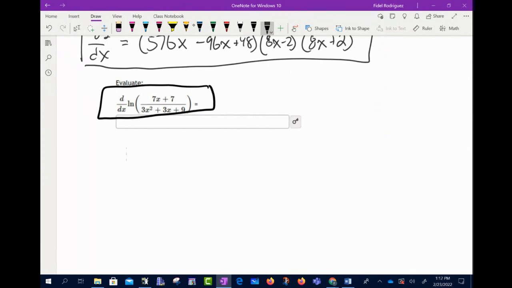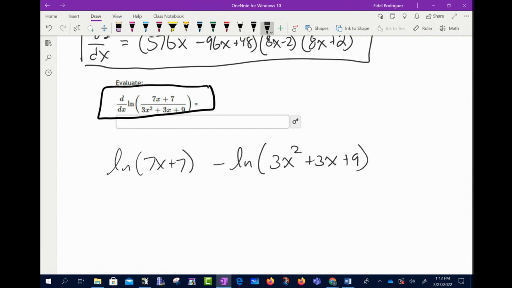Here we go. Okay, so look, I know I'm going to take the derivative of this. Can I separate this as the natural log of 7x plus 7 minus the natural log of 3x squared plus 3x plus 9? Using just properties of logarithms, right? So we can still separate it because we have the derivative of a fraction, right? Now again, we're still taking the derivative of this whole business right here, right? All we did is we said, well, before I take the derivative, let me go ahead and break it up just a tiny bit, okay?